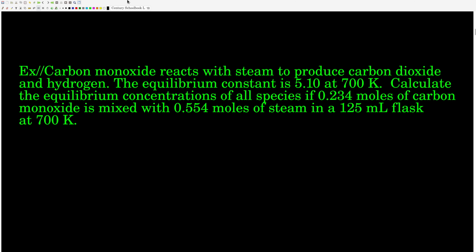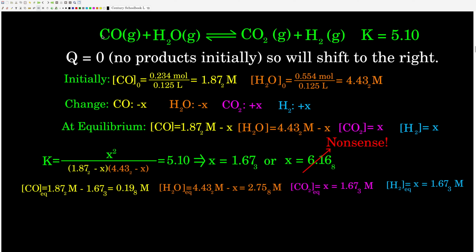Welcome back, guys. So first of all, we need a balanced equation. And we're told what the reactants and products are: carbon monoxide and steam making carbon dioxide and hydrogen gas. All gases, balanced, all coefficients of 1, there's our K.